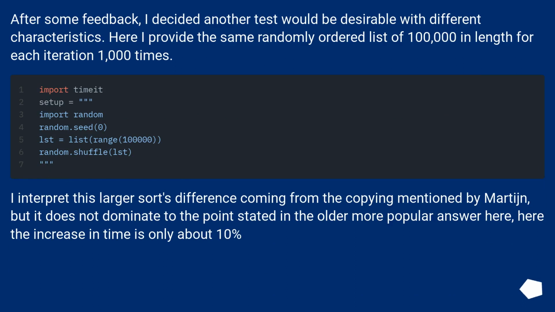After some feedback, I decided another test would be desirable with different characteristics. Here I provide the same randomly ordered list of 100,000 in length for each iteration, 1,000 times. I interpret this larger sort's difference as coming from the copying mentioned by Martijn, but it does not dominate to the point stated in the older, more popular answer here. Here the increase in time is only about 10%.